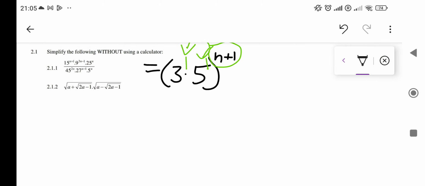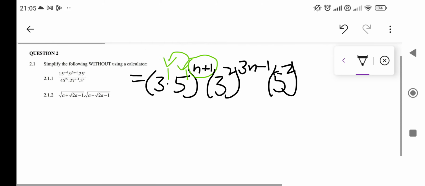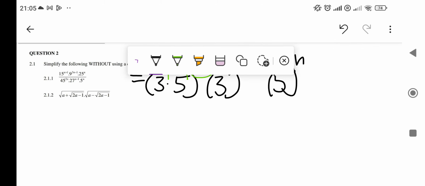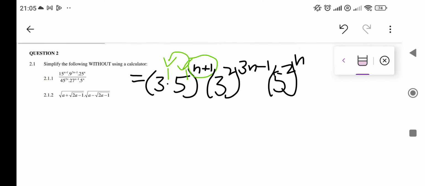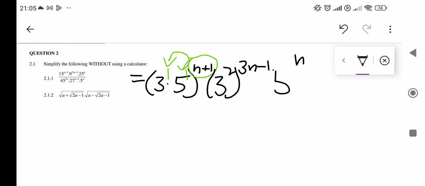We replace the 15 with 3 times 5. The 9, we're going to replace that with 3 squared. Remember to put this in brackets. Our exponent outside is n minus 1. Great. 25, that's going to be 5 squared, and on the outside we have n as an exponent. Let's rewrite this a little bit nicer. That is 5 to the power of 2 inside our bracket.